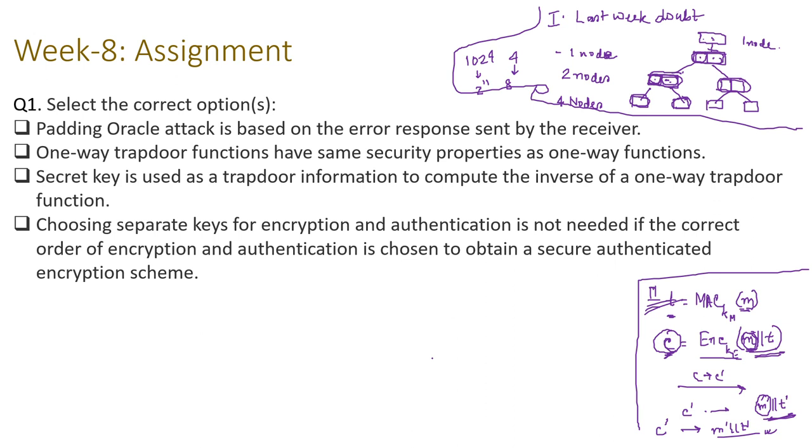And the fourth statement is that choosing separate keys for encryption and authentication is not needed if the correct order of encryption and authentication is chosen to obtain a secure authenticated encryption scheme. So, is this true or false, anyone? Separate keys for encryption and authentication. It is false, right?